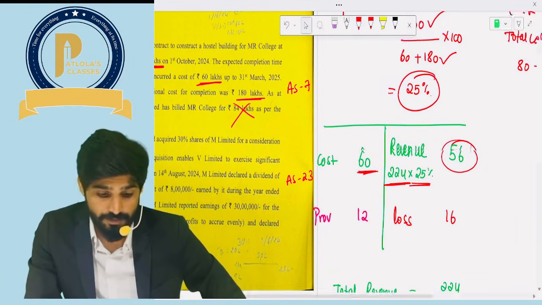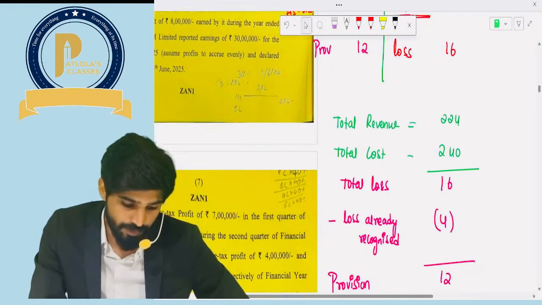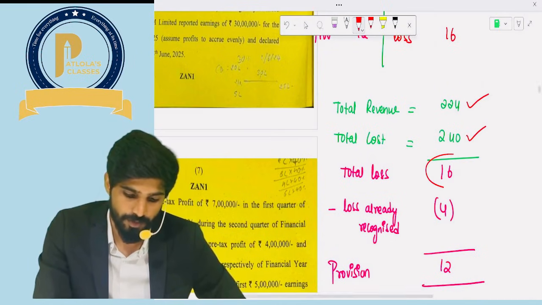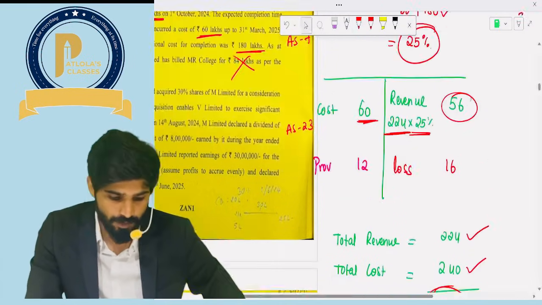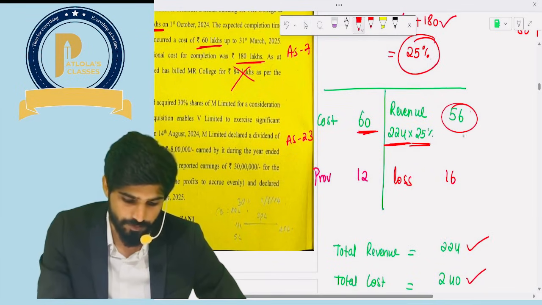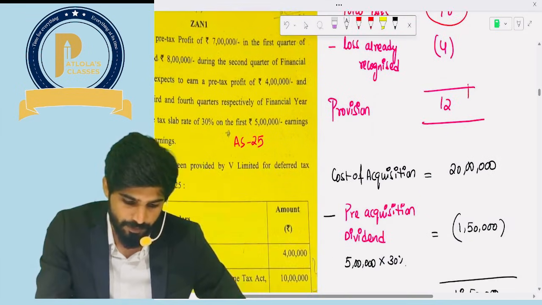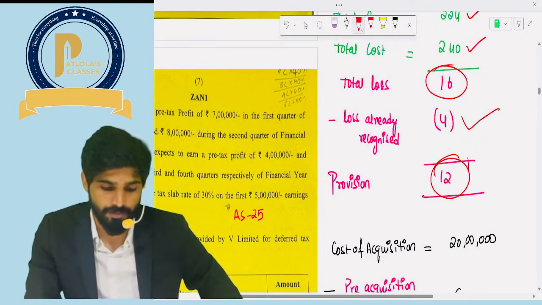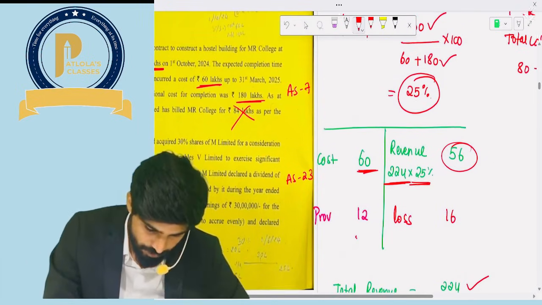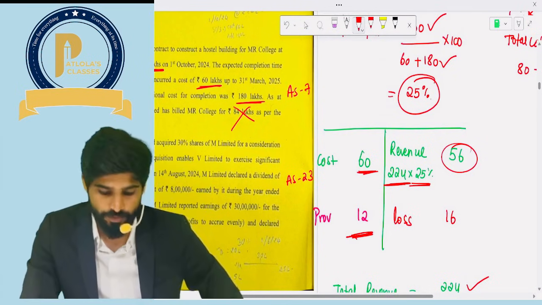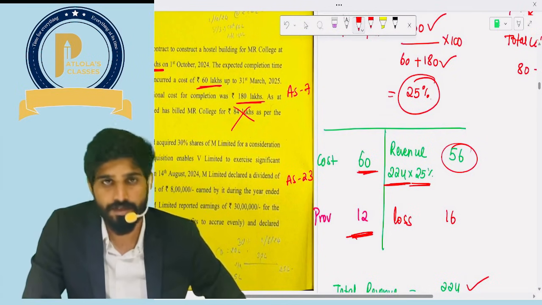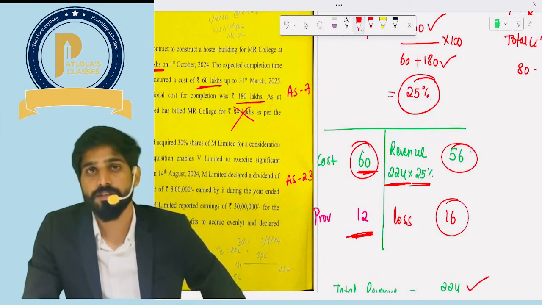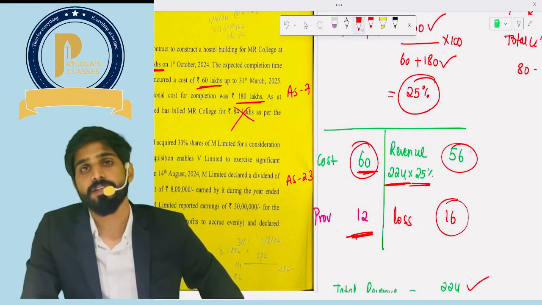But since it's a loss making contract, we have to be a little more careful. Contract revenue is 224, cost is 240, total loss is 16. But in this year, how much loss are we recognizing? 60 minus 56, 4 we have already recognized. So for future loss of 12, we need to create a provision. So how much provision are we going to create? 12. So total loss will be how much? 16. So total contract cost is 60, loss will be 16. So total will be 76.